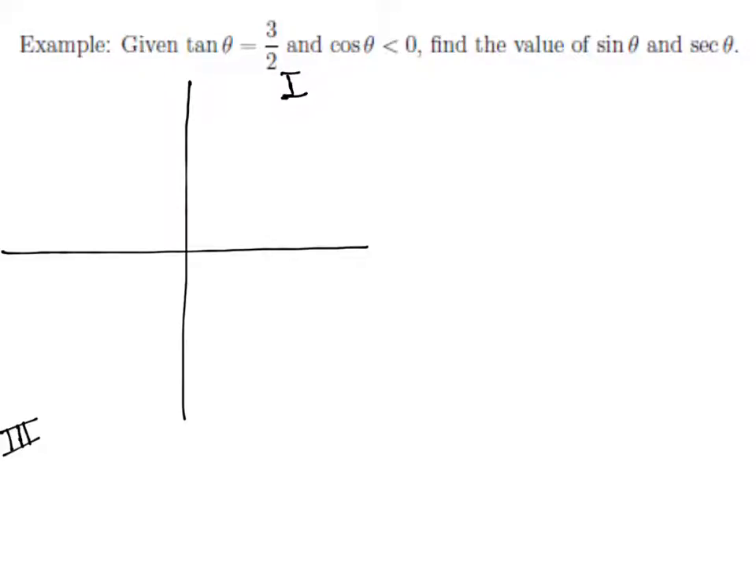Now out of those two quadrants, which one has a cosine value that is negative? Well, cosine corresponds to the x-coordinate. The x-coordinates are going to be negative in quadrant 3. So tangent is positive in quadrant 1 or quadrant 3. Cosine is negative in quadrant 2 or quadrant 3. So the overlap here tells us that our desired angle theta is in quadrant 3.